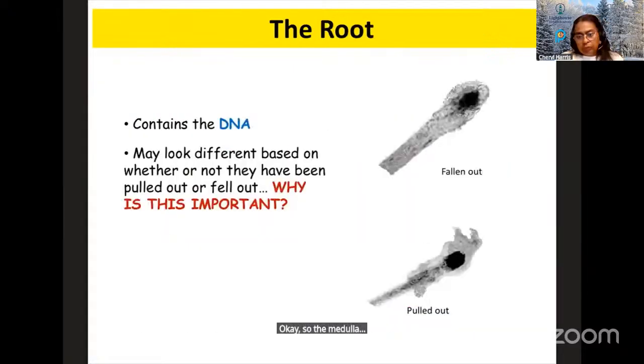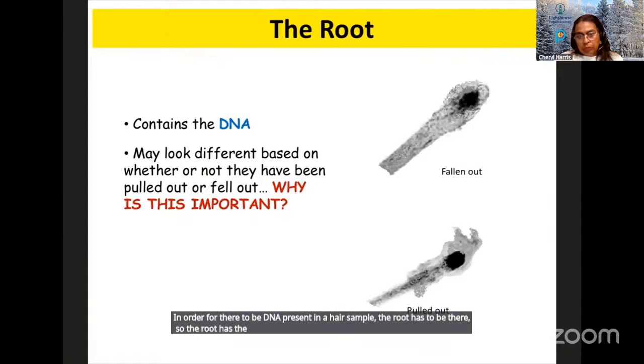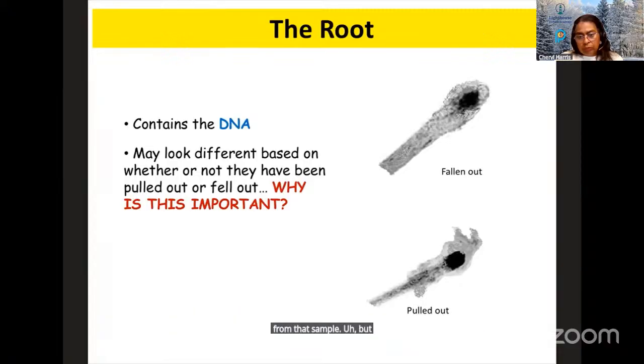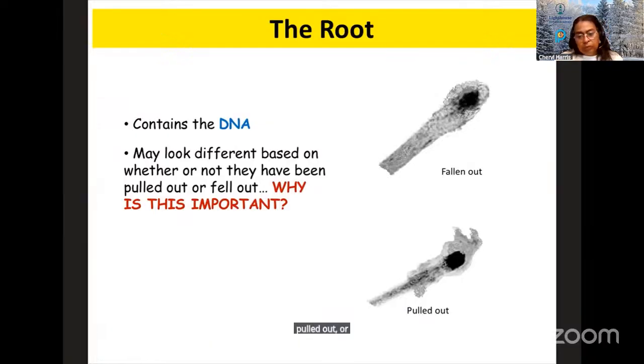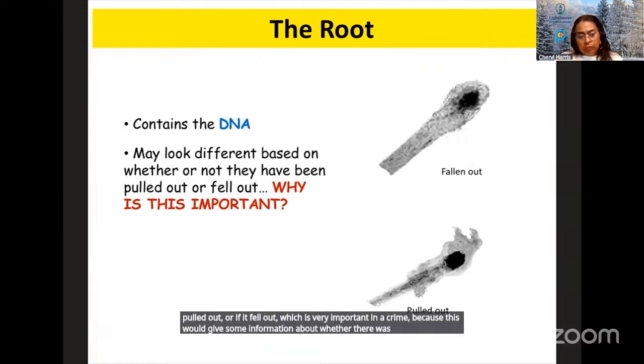in order for there to be DNA present in a hair sample, the root has to be there. So the root has the DNA, and if it's not present when the hair sample is found, you won't be able to get DNA from that sample. But the root also provides other information that's important. You can look at the root and determine if the hair was pulled out or if it fell out, which is very important in a crime because this would give some information about whether there was a struggle or if something else had taken place.